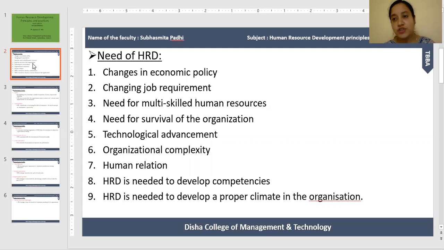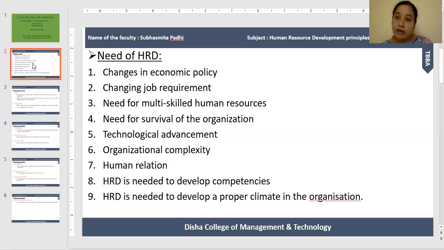The second requirement of HRD arises due to the changing job requirements. Means after the industrial revolution, after globalization, the contents of the job have changed. The organization has to redesign the contents of the job further. Means they have to prepare new job description statements and job specification statements. After the industrial revolution and globalization, the organization adds some more responsibilities, more duties to the job description statement, and the job specification statement is also changed.